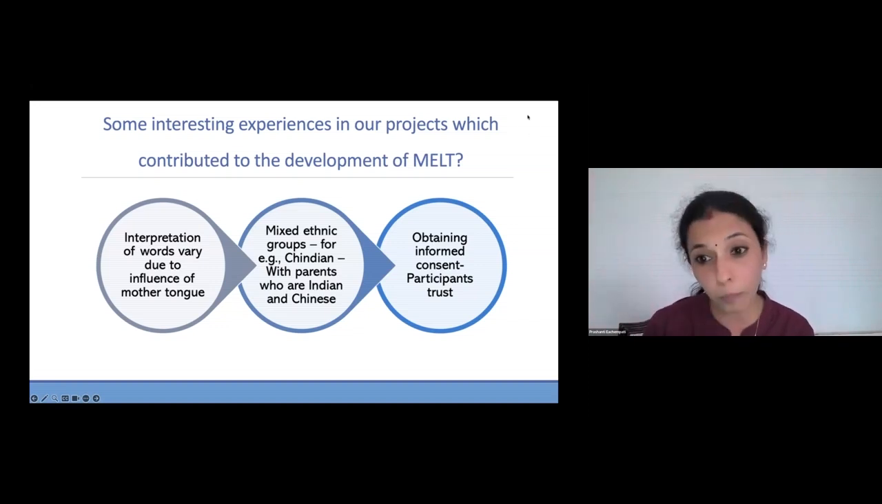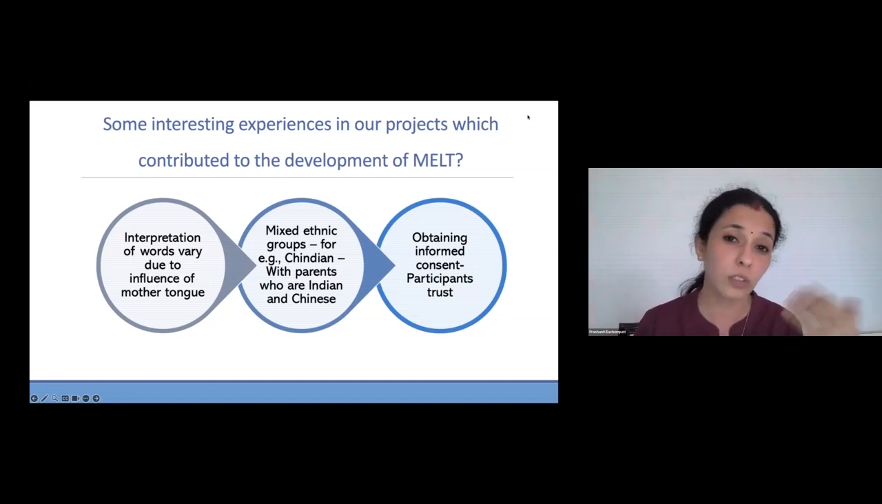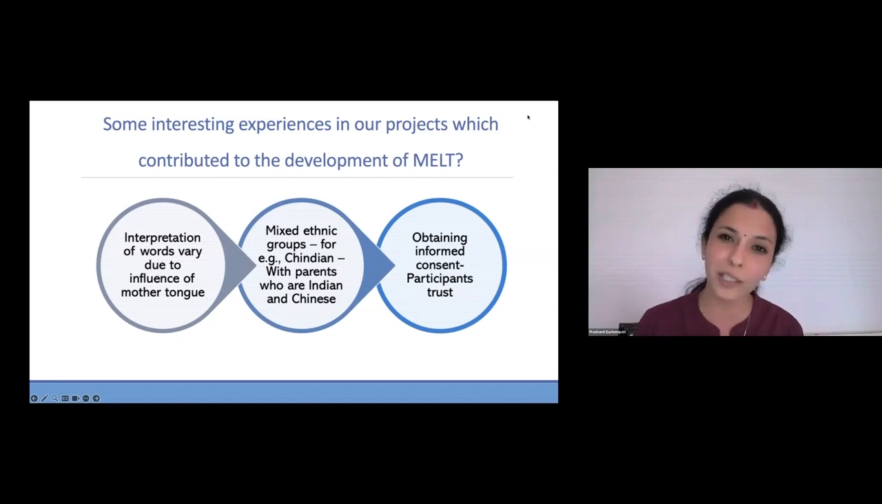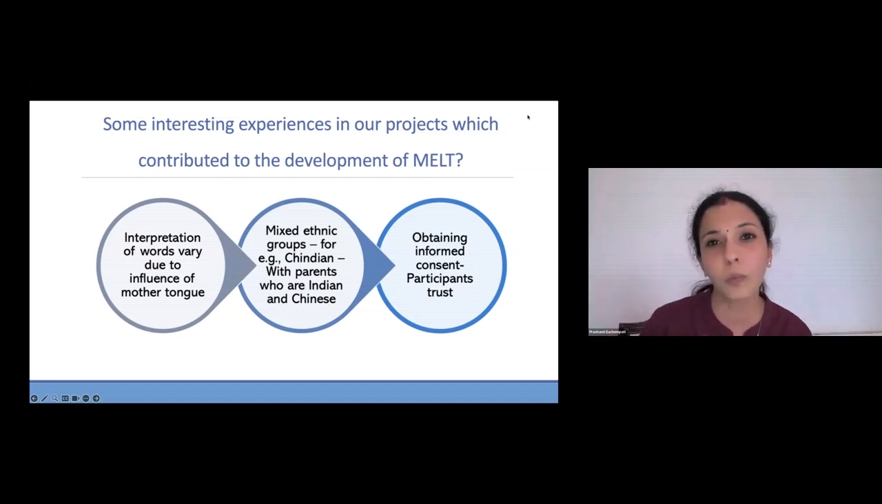And obtaining informed consent and making them read the participant information sheet was also a challenge with a particular ethnic group, always asking us to just tell us where they need to sign without even reading it, because of the trust they had on the researcher and or the professional. And we had to modify our techniques and verbally read out these participant information sheets and informed consents, so that we are ethically moving in the direction of the research.